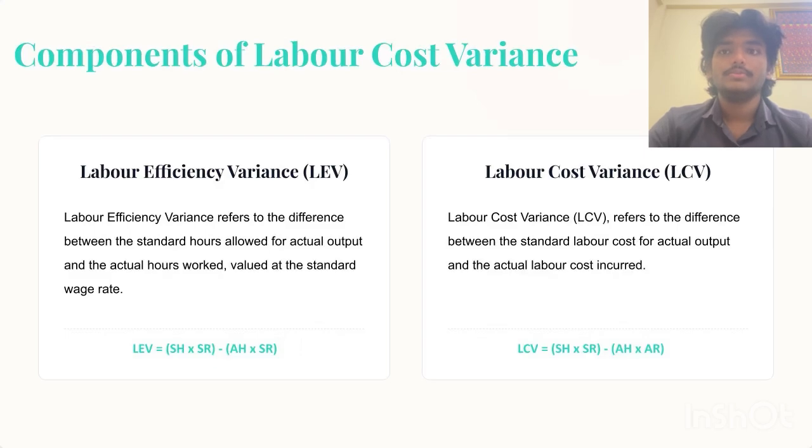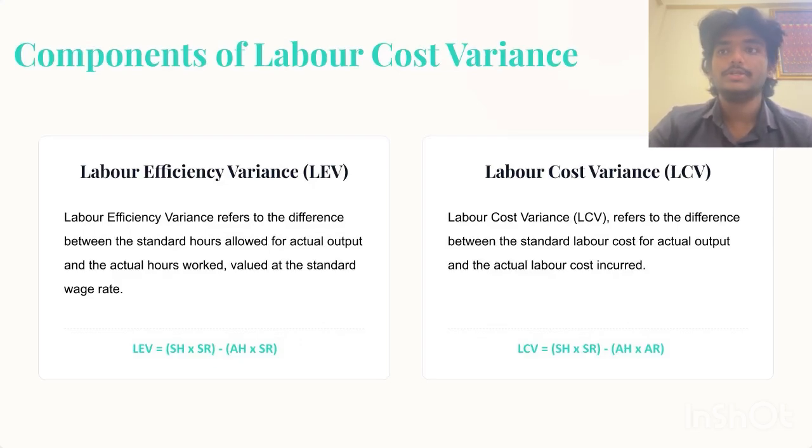The last component of labor cost variance is itself the total labor cost variance, or labor cost variance. It refers to the difference between the standard labor cost for actual output and the actual labor cost incurred. The formula for labor cost variance is standard hours into standard rate minus actual hours into actual rate.